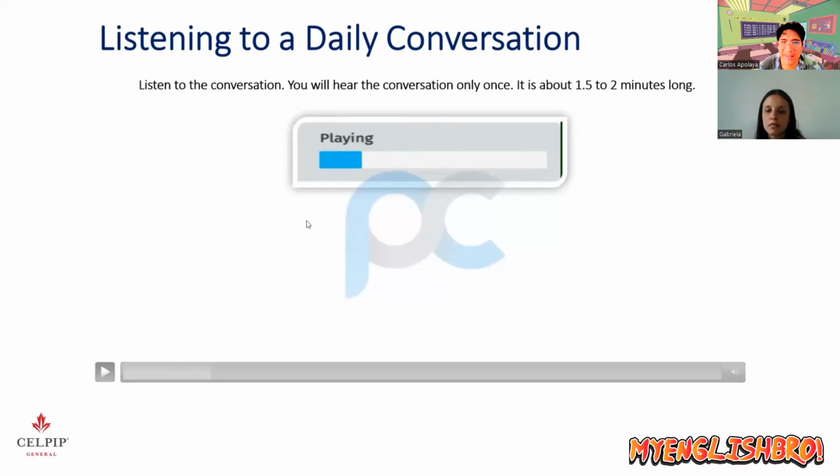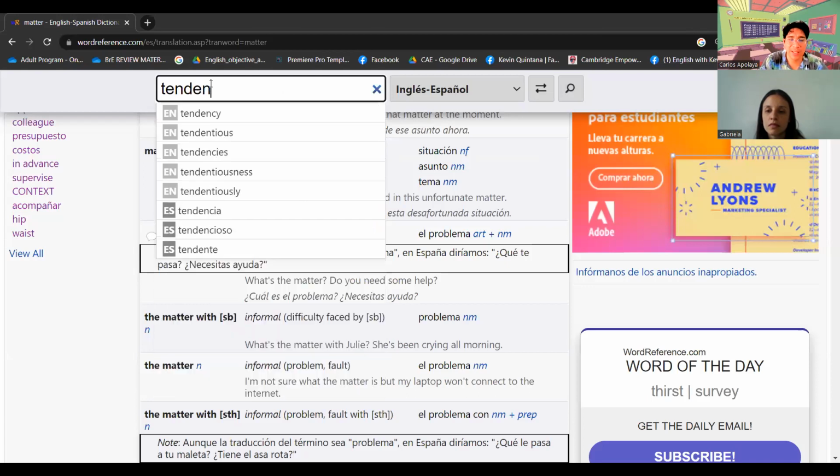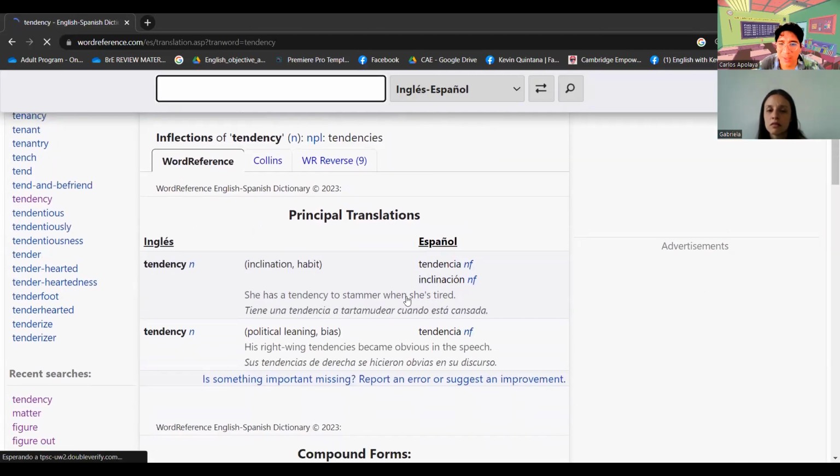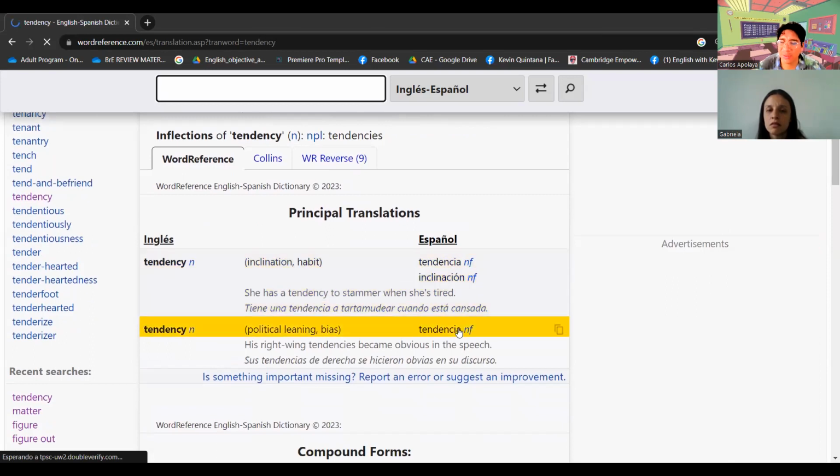¿Qué significa tendency? Otra palabra que deberías conocer. Tendency, una tendencia, algo que está a la moda. Tendencia, inclinación o tendencia, que está en español. ¿Ok? Sigamos. A ver qué más dice.